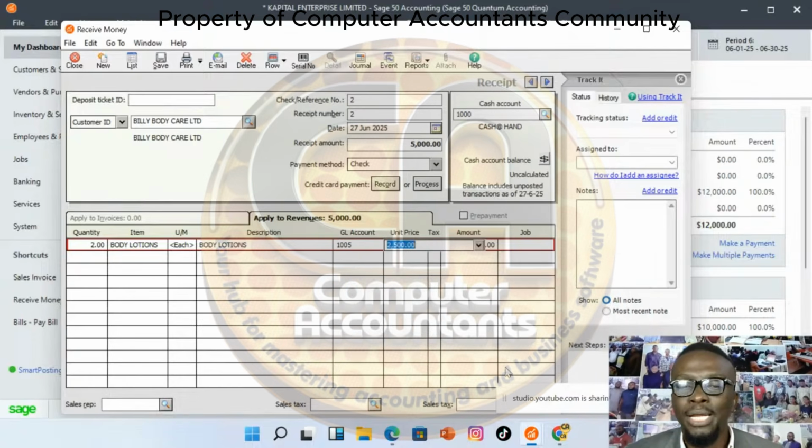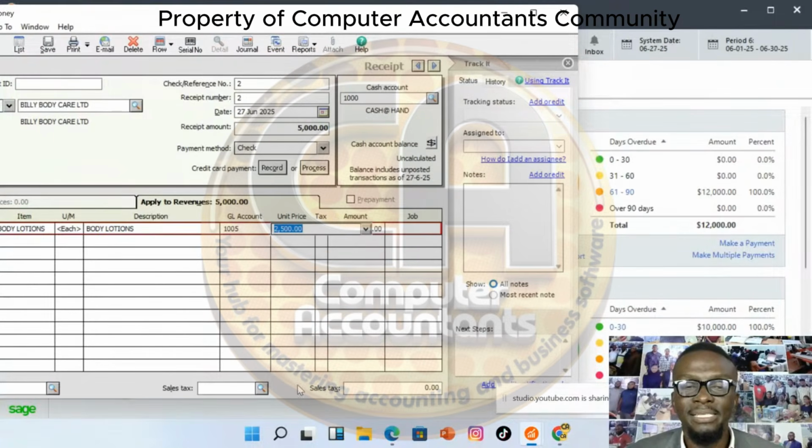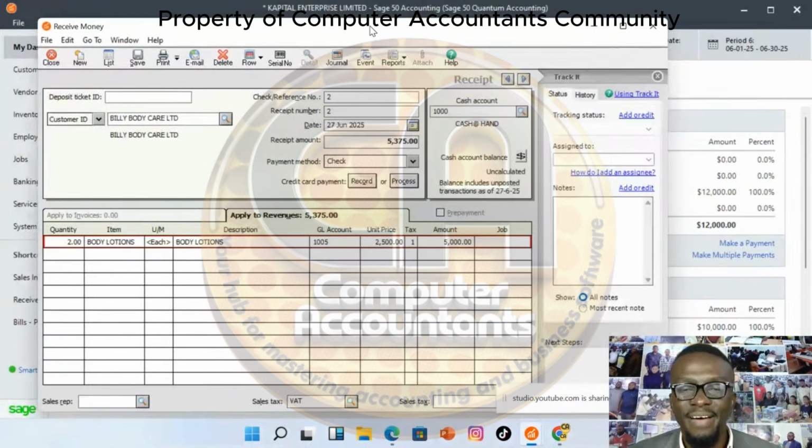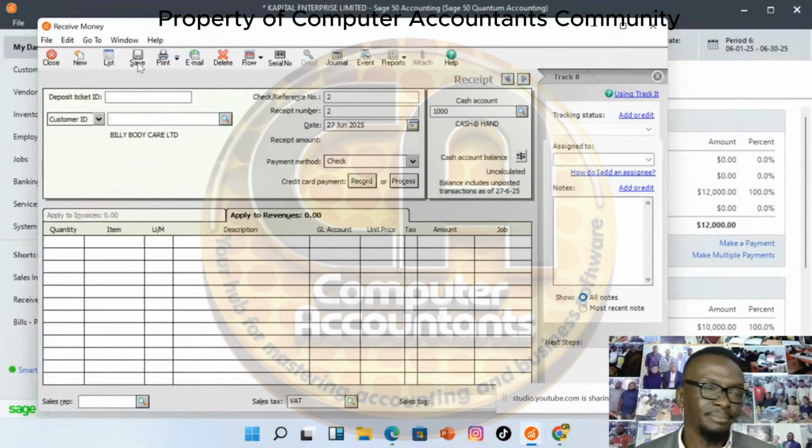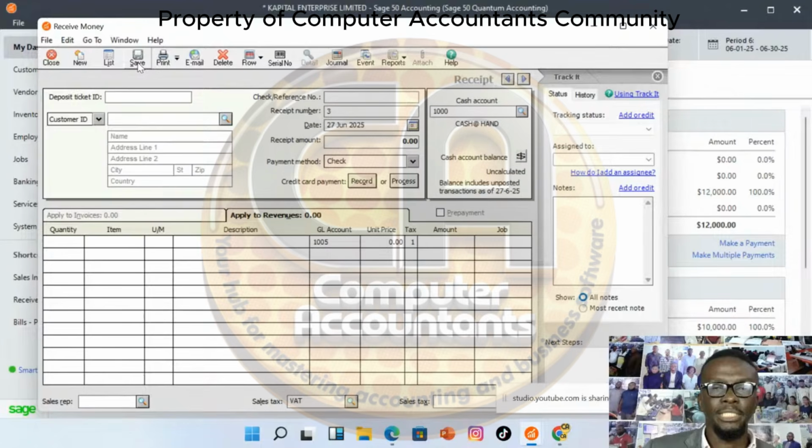So what I will do now is to apply VAT. Apply VAT. This is it. So the total amount will now be 5,375. And boom, it goes in. So we are making progress. You can see, once your setup is good, the posting flows. It flows in your hand.